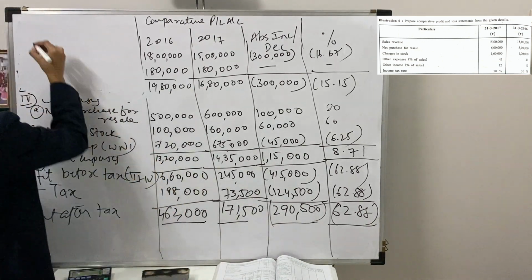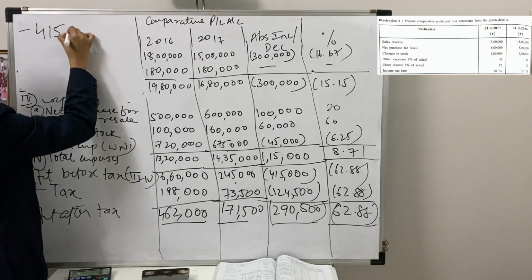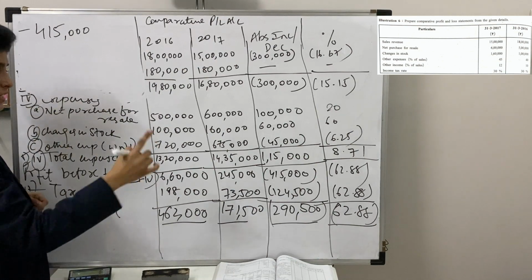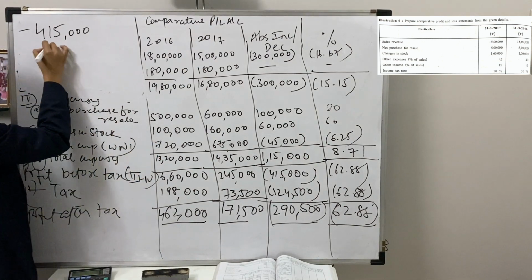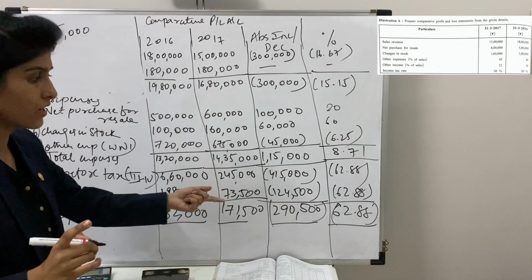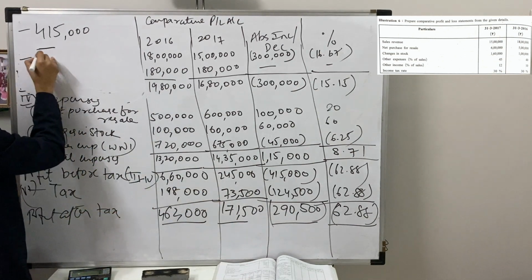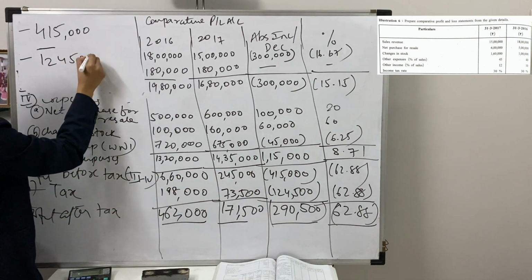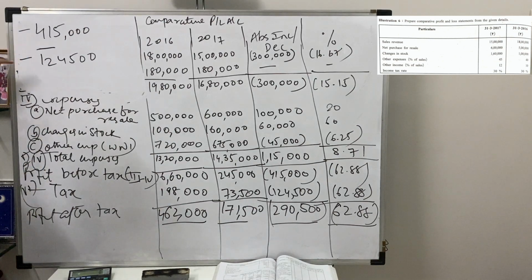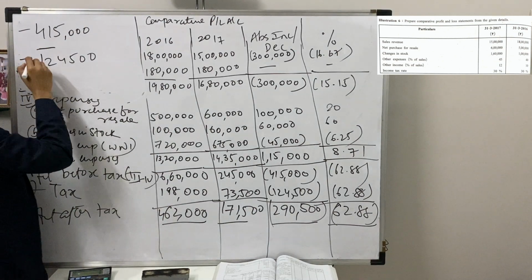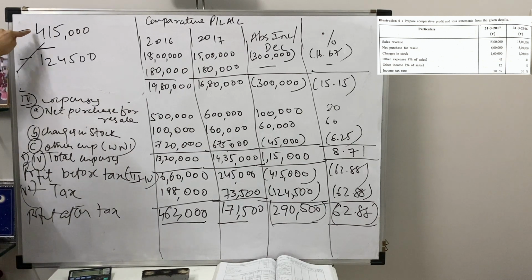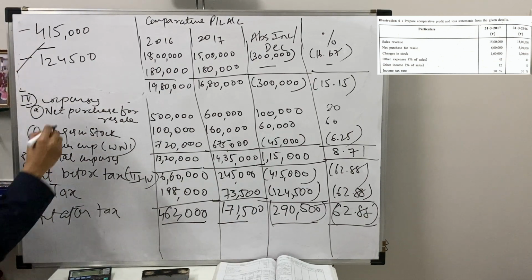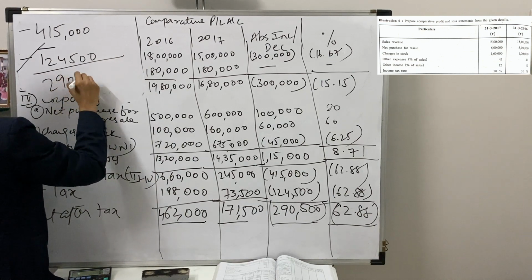Now, 4,15,000 is in your minus. Next thing, you already need to subtract your tax. That means 1 minus is also there. Then the next figure is also in minus. That is your 1,24,500. Now, minus, minus, minus. Here your minus, minus will be plus. So, minus 4,15,000 plus 1,24,500. So, minus plus is always minus. 4,15,000 minus 1,24,500 will get 2,90,500.